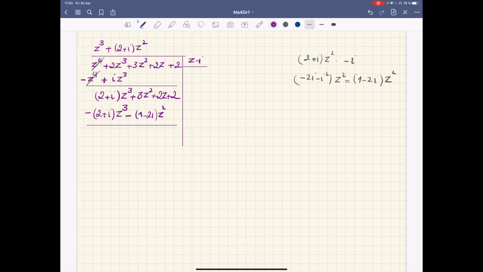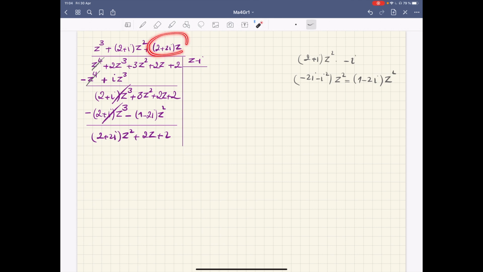I add them. This one and that one are gone now. So if you can do it in your head better, otherwise you go to scratch paper. The coefficient here is 3. The coefficient here is minus 1 plus 2I. So it becomes 2 plus 2I. Yes? So it becomes 2 plus 2I Z squared. And then I bring 2Z and 2 down. I do the same process once more. So I divide this by that. It becomes 2 plus 2I Z.